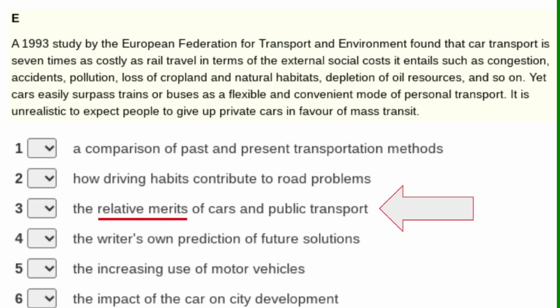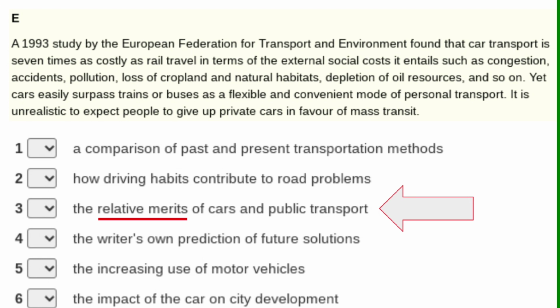Now this is where your skim reading skills are essential. What we need to do now is quickly read through the paragraphs to find the one that best matches this heading. So we're going to have to skim read and look for particular keywords, key phrases that are going to lead us to the correct answer.